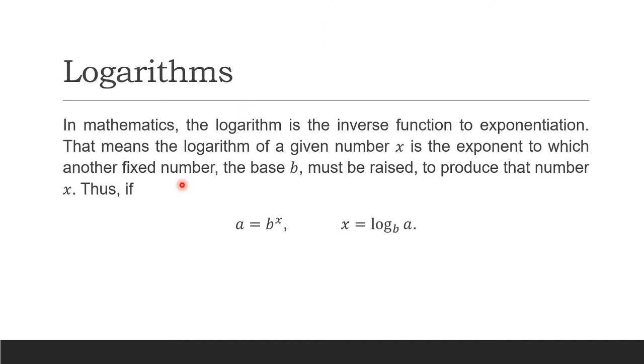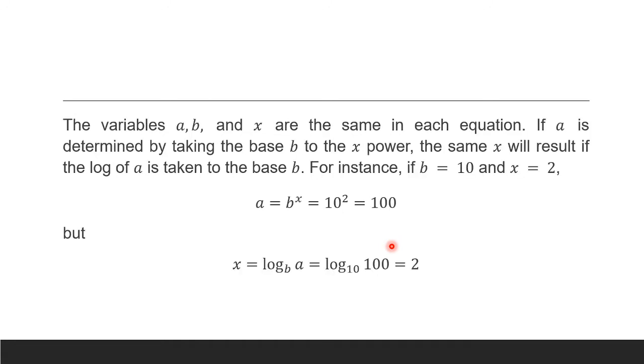Thus, let's say for example we have a number a, and it is equal to b raised to x. If we invert the operation, since we took the result of the exponentiation, the logarithmic operation is like this: the exponent x is equal to the logarithm of a to the base b. So this is how we represent logarithms. The variables a, b, and x are the same in each equation.